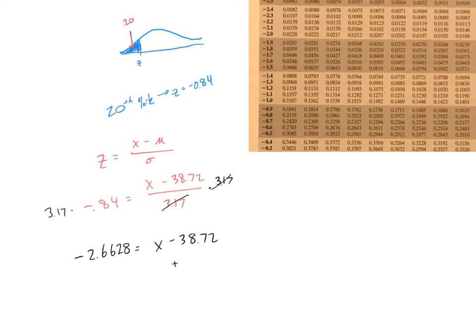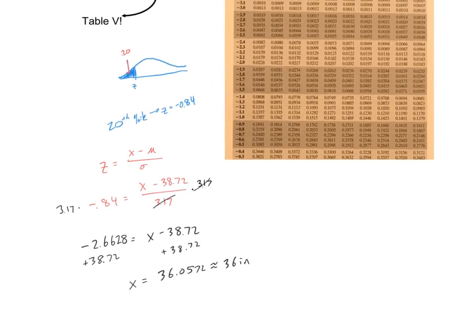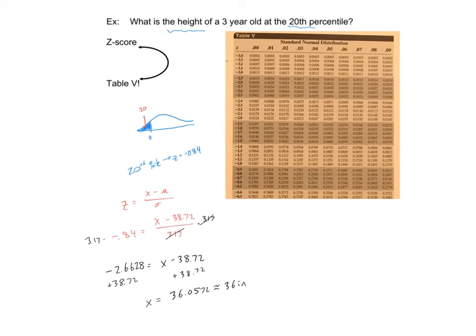Continue solving this equation for x. Add that 38.72, and we're going to find that x equals 36.0572. We'll round that to approximately 36 inches. Then to go back to the beginning of the problem, what does that 36 inches represent? That is the height of a 3-year-old in the 20th percentile. They're taller than 20% of the population and shorter than the rest.